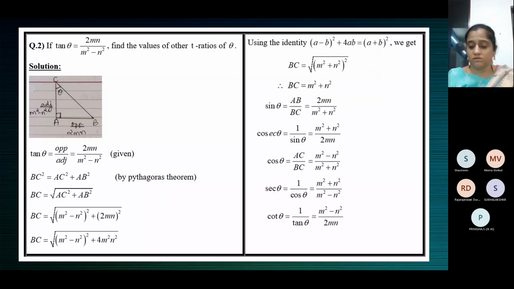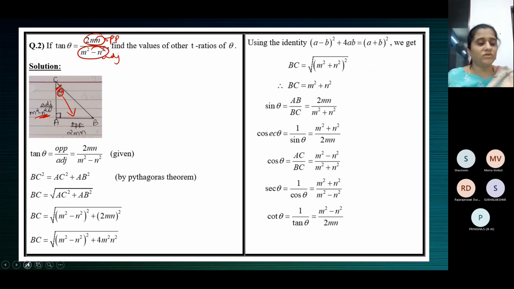Class, go through the working here. So you should draw the right triangle. You know that, no? Tan theta means opposite by adjacent. I have marked this one as theta. So this is the opposite side, I have marked 2mn here. And this is the adjacent side, so I've marked m square minus n square. This is opposite. This is adjacent.